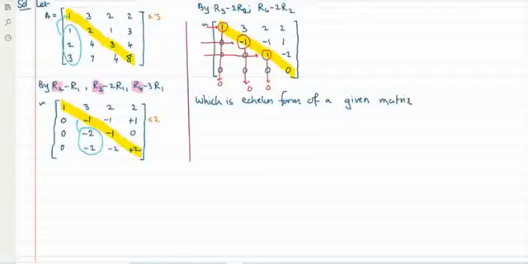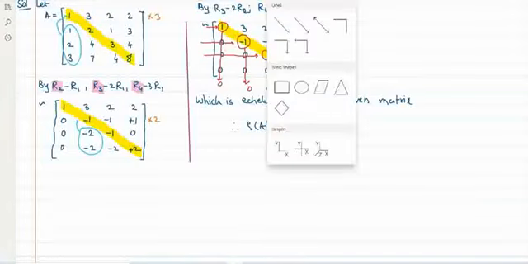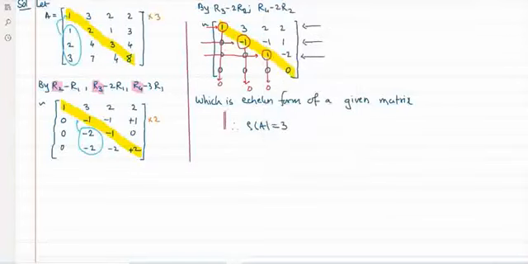Therefore, what is the rank? At least tell me. 3. Correct. Rank of A is 3. This one is the first non-zero row, this is the second non-zero row, this is the third non-zero row. So the rank of the matrix is 3. Comparatively, echelon form is easy.